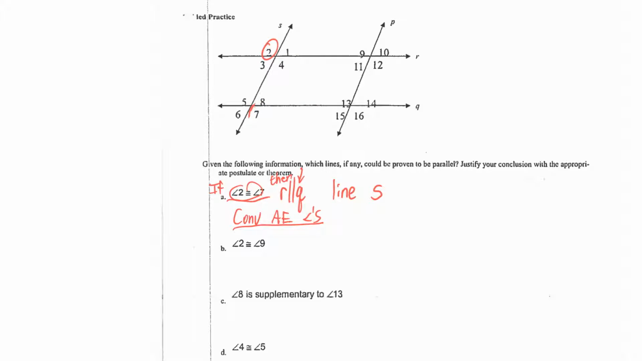Okay, next, 2 and 9. We got 2 here, we got 9 here. If 2 and 9 are congruent to each other, what two lines are going to be parallel? S and P. S is parallel to P. What line is the transversal there? Line R. Now I have to go back and think about what lets me prove that if 2 is congruent to that. The converse of the corresponding angles postulate.